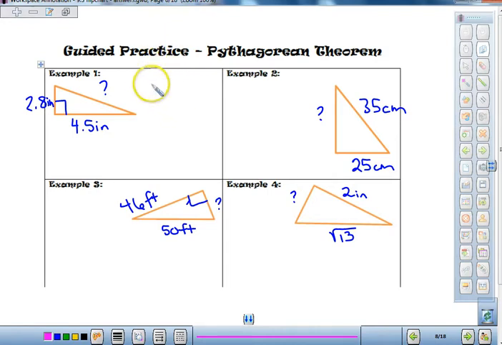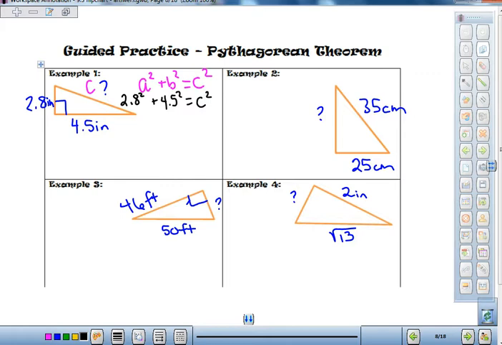You always want to start the Pythagorean theorem by writing the actual theorem. a squared plus b squared is always equal to c squared, remembering c is the longest side. So in this triangle, the longest side is always across from the right angle. This happens to be our c. So if we are going to solve this problem, write this down as I'm doing it: 2.8 squared plus 4.5 squared has to be equal to c squared.